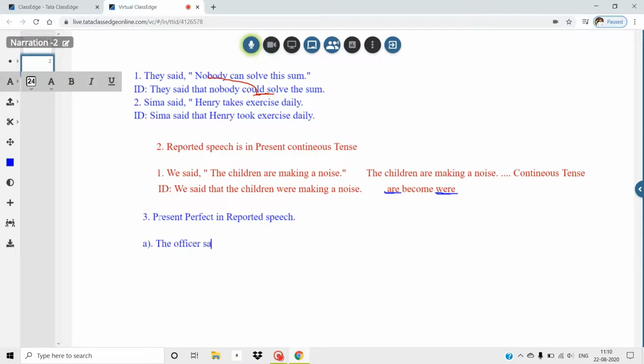The officer said the job has finished. So the officer said, your reporting verb is in past tense, and your reported speech is in present perfect. You see, the job has finished. This is your present perfect. Now this present perfect, when you change into indirect speech, becomes what?